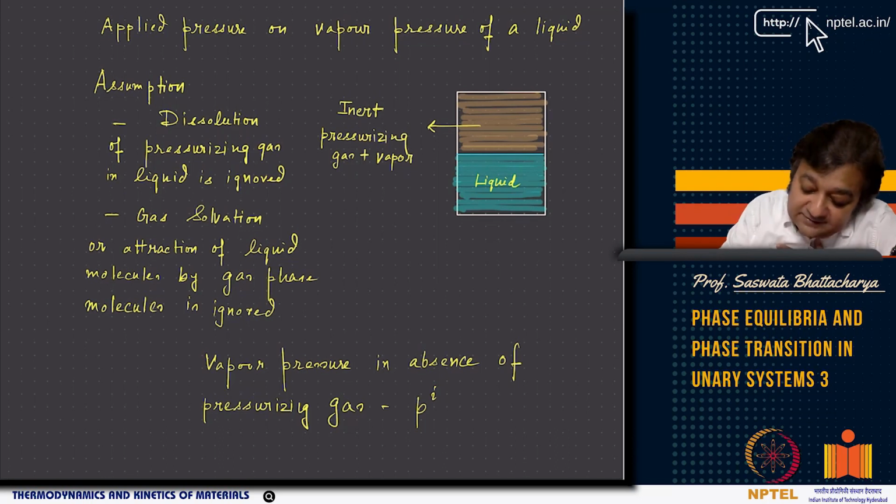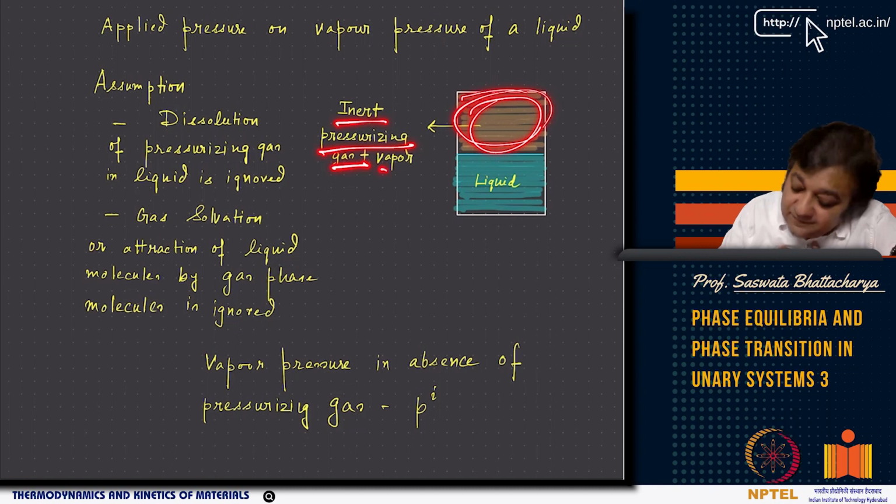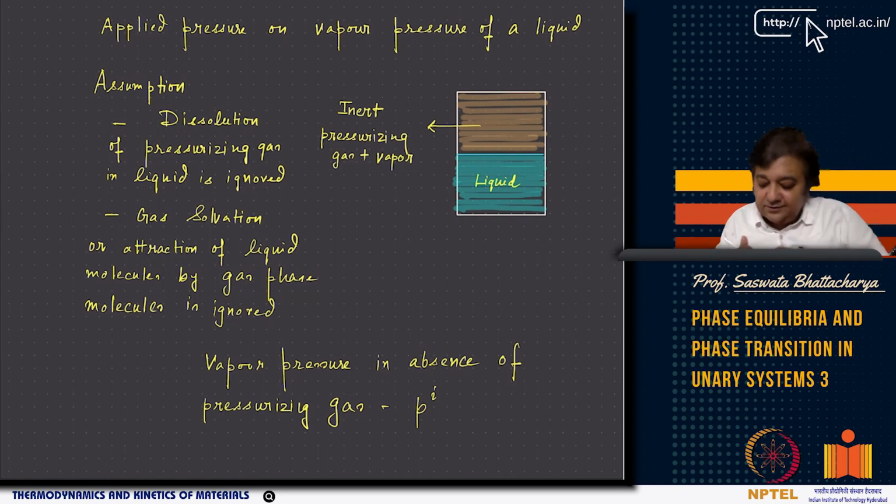Now you can think of applying the same thing, like applied pressure, on the vapor pressure of a liquid, and in that case you can think of assumptions, like dissolution of, for example, a pressurizing gas. So this is your pressurizing gas and there is a liquid, and above the liquid there is vapor because there is a liquid-vapor equilibrium. So the space in the container contains the inert pressurizing gas plus the vapor. But we are neglecting the dissolution of the pressurizing gas in the liquid, because if we do not ignore it, dissolution of the pressurizing gas can change the property or the nature of the liquid completely. Also, there is something called gas solvation, or attraction of liquid molecules by gas phase molecules, which is again being ignored here.